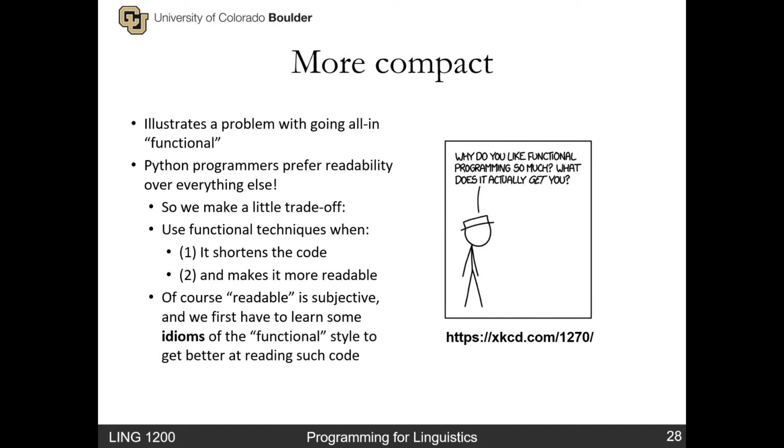So in order to be able to make this trade-off and be a good Pythonic programmer, you need to learn some idioms of the functional style in Python. And once you learn those idioms and start using them, you're also going to get better at reading such code. So you're going to be able to use these functional programming techniques in a way that will shorten your code and make it more readable, and also be able to read other people's functional code. So in another video, we're going to look at a couple of very common idioms of Python's functional style that will make the code, once you learn these idioms, more readable and more compact, and also a lot of fun to write.